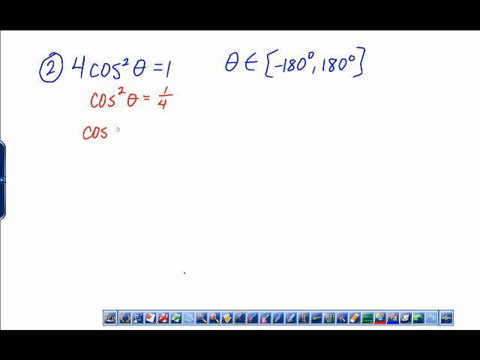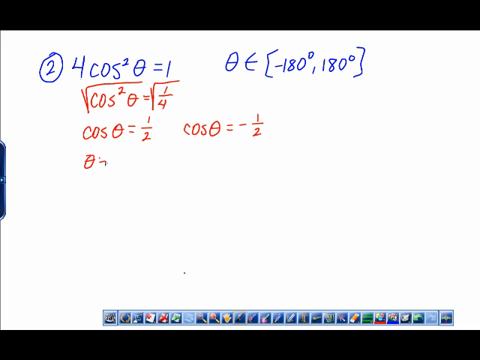And now to get just cosine theta, I'm going to take square root of both sides. Now, one thing you've got to be careful of here, when you take square root of both sides, you get a plus minus. Okay, so I've got cosine of theta equals 1/2, and then I've also got cosine theta equals negative 1/2, and I'm going to write them out separately and solve them separately. It has to be plus minus because both positive and negative 1/2, when you square it, would give you 1/4. Okay, this brings us back to pre-AP Algebra 2.